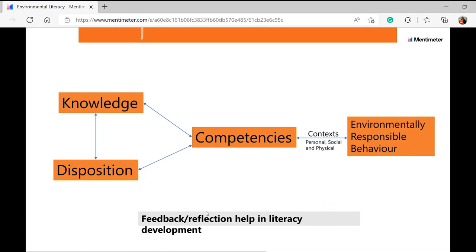Knowledge, disposition, and competencies interact with each other, because knowledge, as was highlighted, is based on science evidence, and we develop disposition, and then competency and abilities to act through projects and practicing them. And there are contexts, personal, social, and physical, which might be enabling mechanisms or barriers to environmentally responsible behavior. And feedback and reflection help in literacy development. At every step, that is the role of education, as educators: how do we help the learners to reflect and have feedback so that they can increase their knowledge and the depth of their understanding and improve their higher order thinking skills.